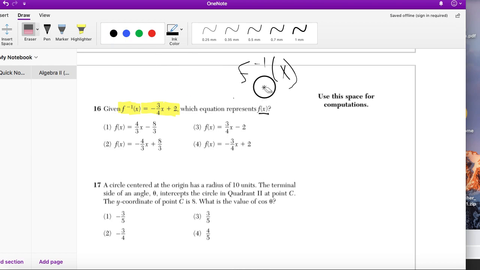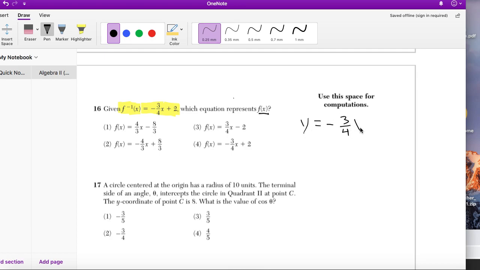So here's what we're going to do. We're just going to take the original function and change it so it's written in terms of y. So y equals negative 3/4 x plus 2. Then in the inverse, the two variables get reversed. So it becomes x equals negative 3/4 y plus 2.